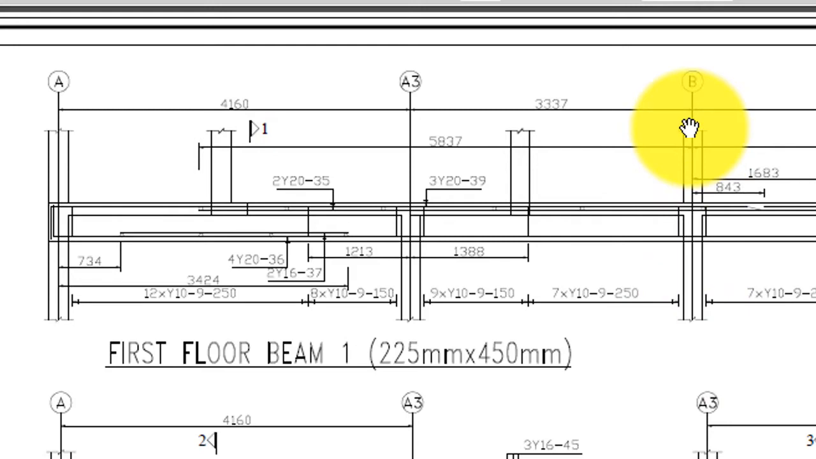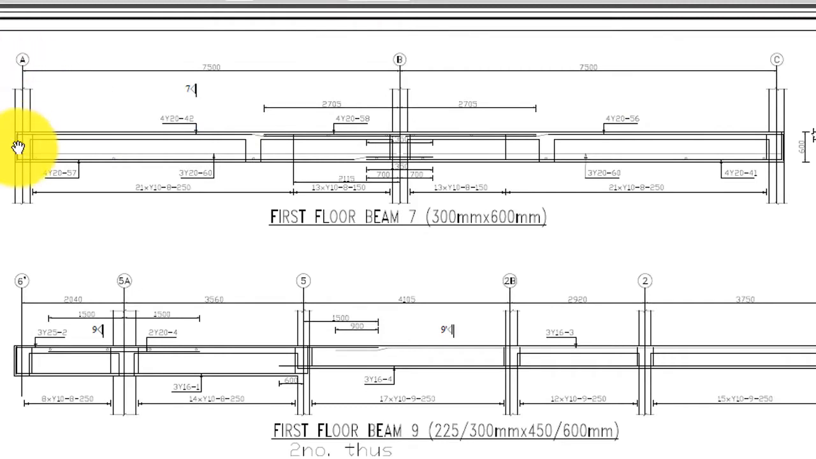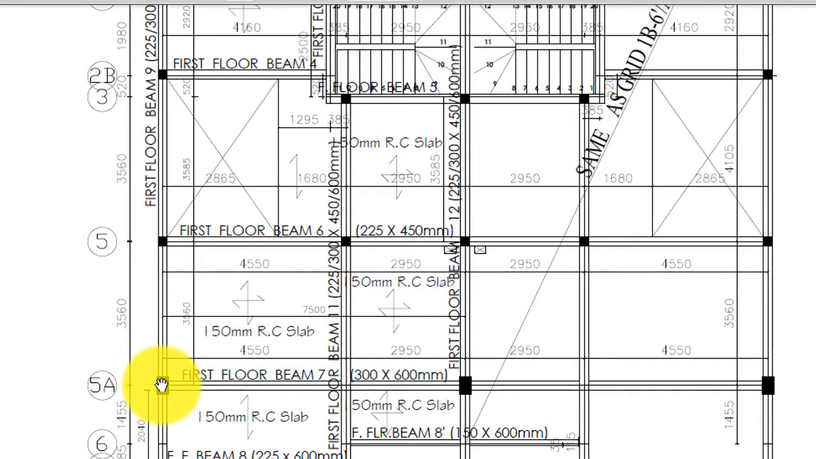You understand? So let's go back to beam 7. So this column, and this column, they are shown on the beam layout. You can see them in the beam layout. Which is this? Yes, these are the three columns. You can see them.